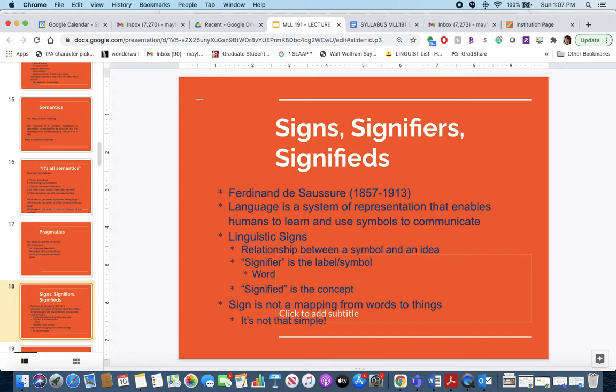So that's how we would say, when you approach your car next, close to the stop sign, you stop your car, right? You press the brakes, right? So that is the concept of the sign. And so the sign is not literally a mapping from words to things. It's not really that simple.